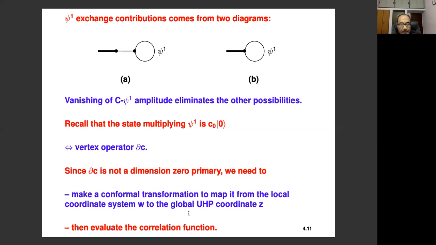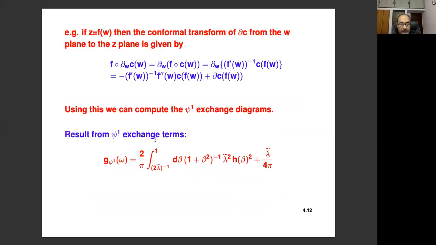So I have given the details here. Let's suppose that the relationship between W and Z is given by Z equal to some function of W. Then the conformal transform of partial derivative of C from the W to the Z plane, which I'll denote by F dot del W CW.